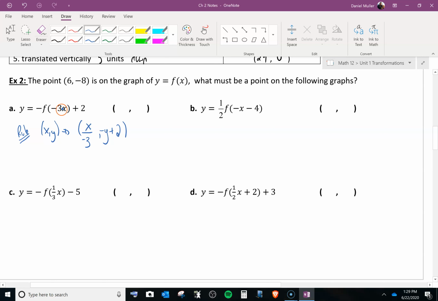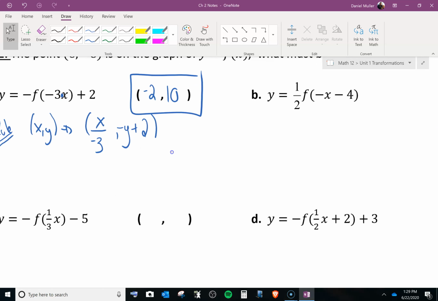And then do the opposite on the inside. Times by -3, divide by -3. And that's it. So I can take 6, put it in here. 6 divided by -3 is -2. -8 into here. -8 is +8. 8 plus 2 is 10. So I like that way a lot more.